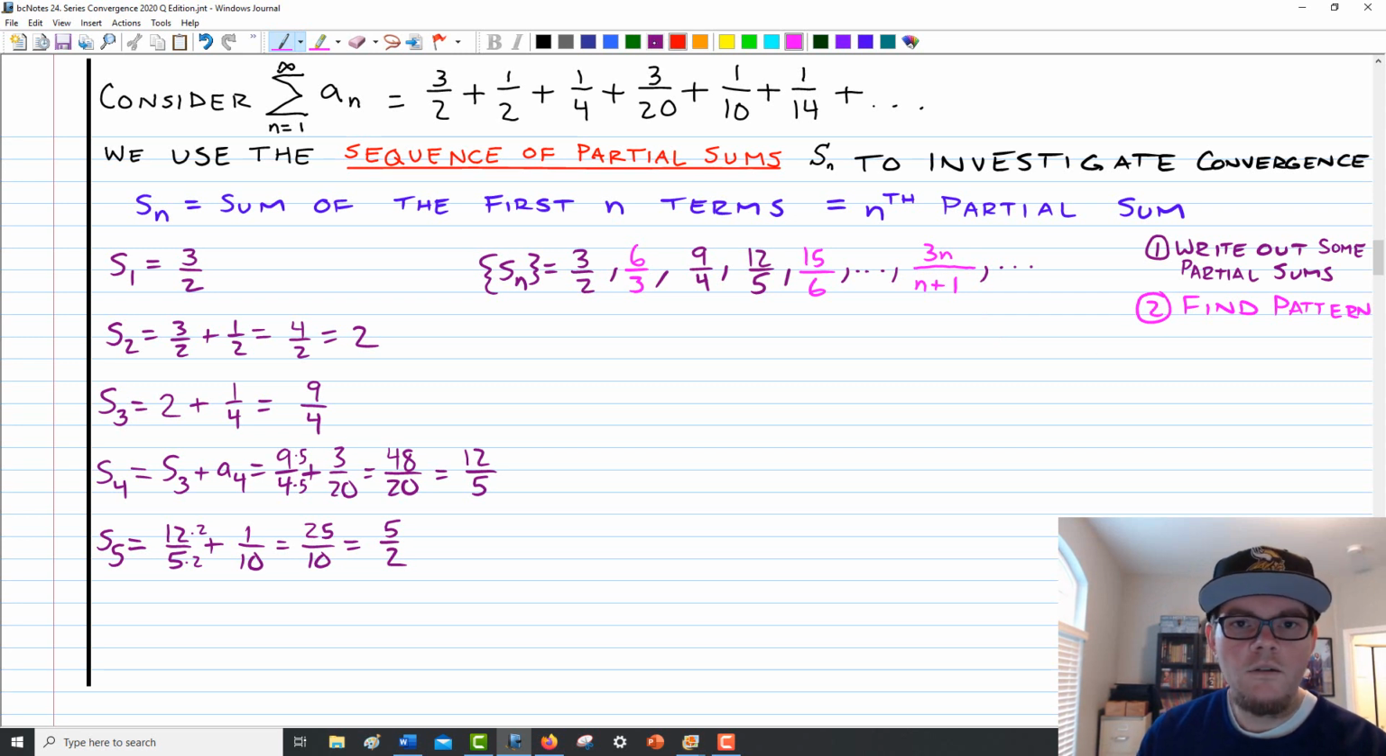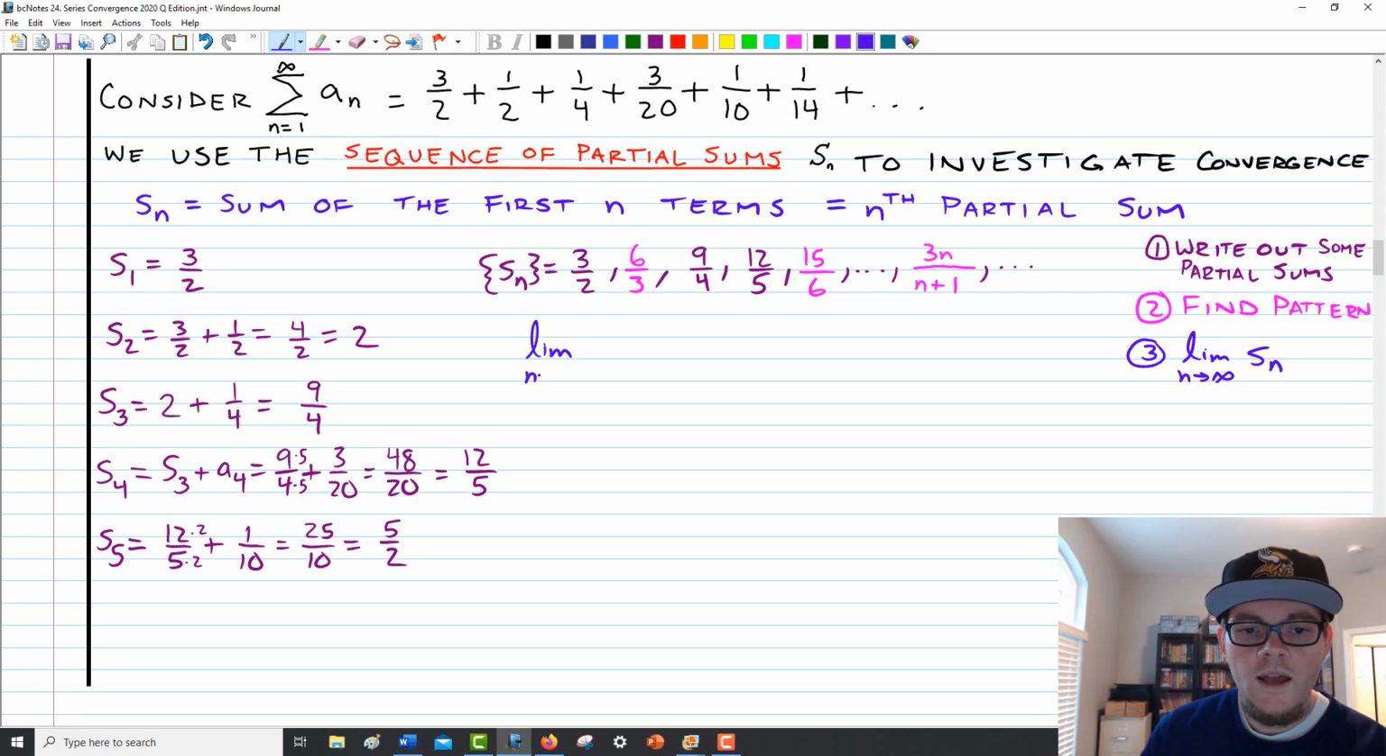So now that we have the pattern, all that's left for us to do is to actually check the limit as n goes to infinity of that sequence, because that will tell us whether or not the sequence of partial sums converges. So in this case, we're going to take the limit as n goes to infinity of s sub n. It's the same thing as the limit as n goes to infinity of this expression we just determined here through some clever problem solving.